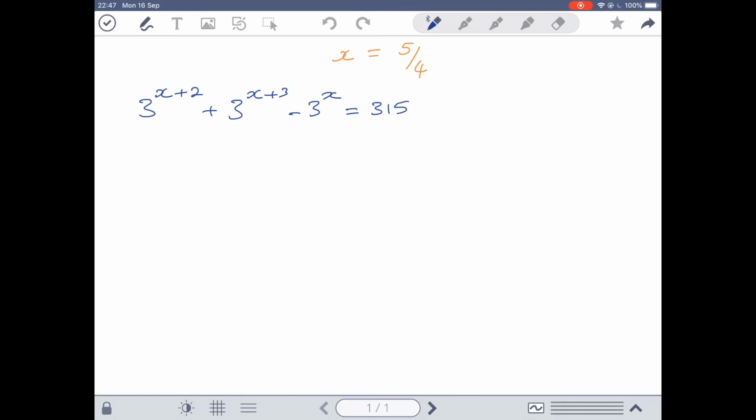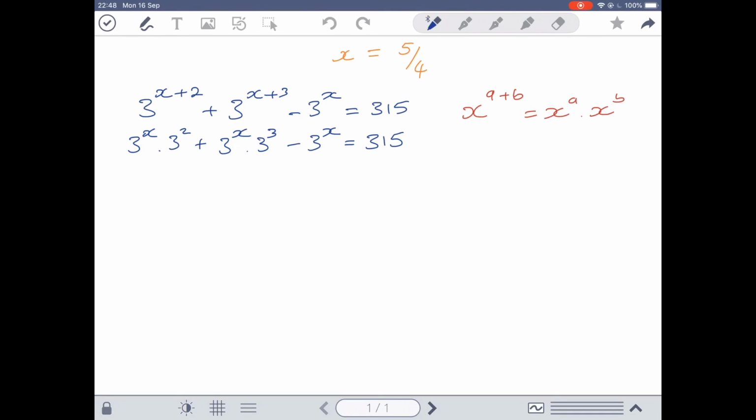So what I want to show you is an example of the reverse of what we did before, right? If we're given x to the power of a plus b, that's the same thing as saying x to the power of a times x to the power of b. So we're going to do that with the numbers we've got on the left-hand side and then write them out so we can see if there's something we can do with this expression. So that means here we're going to have 3 to the power of x times 3 to the power of 2 plus 3 to the power of x times 3 to the power of 3 minus 3 to the power of x is equal to 315.